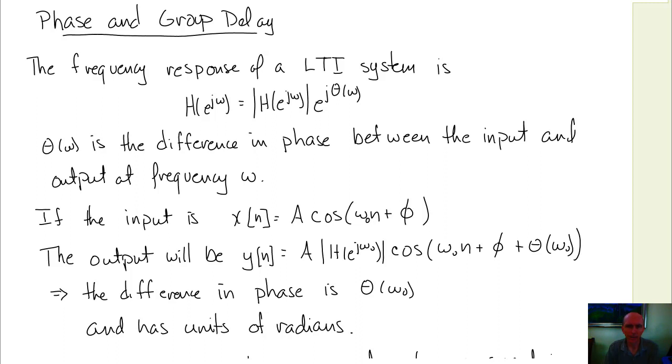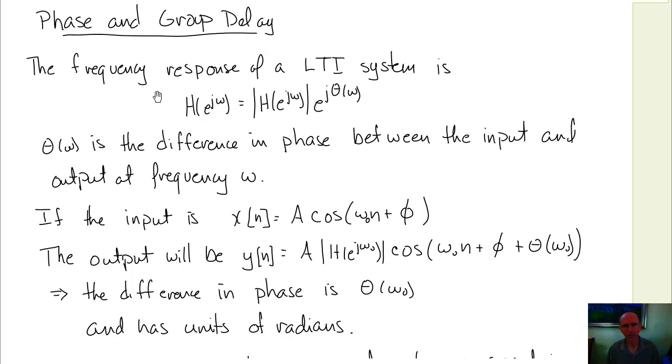In the last class, we talked about frequency response, and we saw that a filter or a linear time invariant system can change the input frequencies, changing their amplitude and changing their phase. We're going to look more in detail in this class at the phase, what we call phase and group delay.